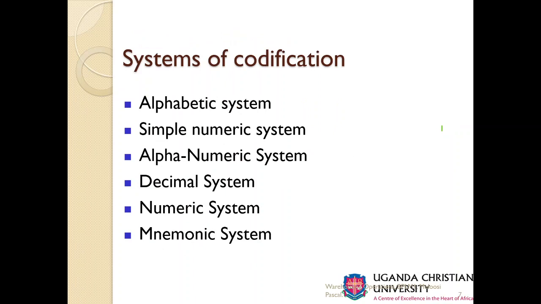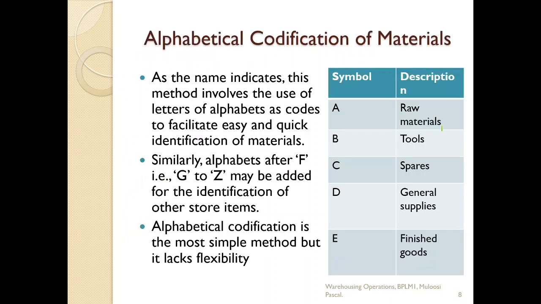We're going to look at about 6 types of codification, ranging from the simple one, alphabetic, alphanumeric, which combines alphabets and numerals, the decimal ones, the numeric system, and the mnemonic system. Let's start with alphabetic. Alphabetic is as easy as ABC, whereby alphabets are allocated to different materials. If it is raw materials, you allocate them A, tools B, spares C, general supplies D.